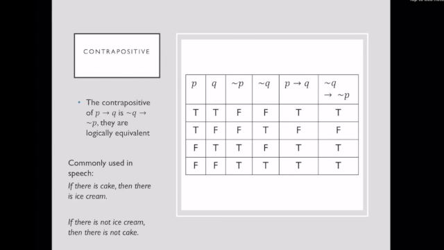What's the contrapositive represented in English? A big part of section 11.5, which we're coming up to, is translating sentences and statements into logical notation, right? So, for example, if there is cake, then there is ice cream. The contrapositive of that would be if there's not ice cream, then there is not cake.